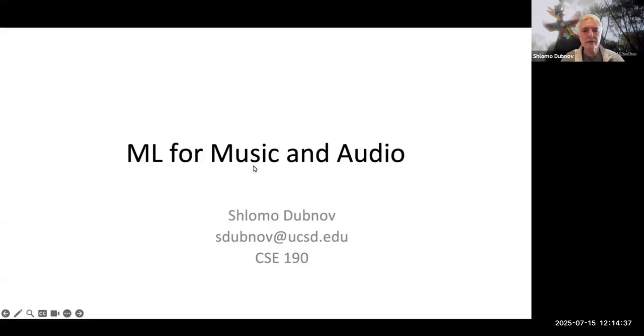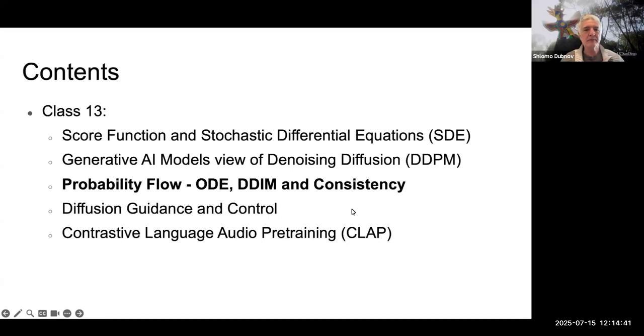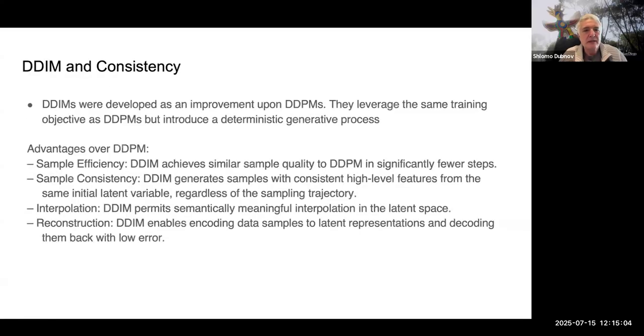Okay, so we continue with our discussion of diffusion models, and we move on to talk about the actual implementations or the different ways of considering the probability flow, the improvement on DDPM, which is called DDIM, implicit models, and consistency. So this would bring things together into practical applications. So what is DDIM and consistency?